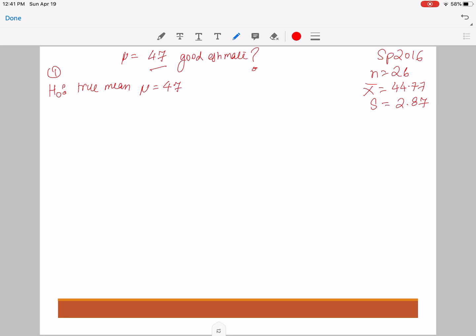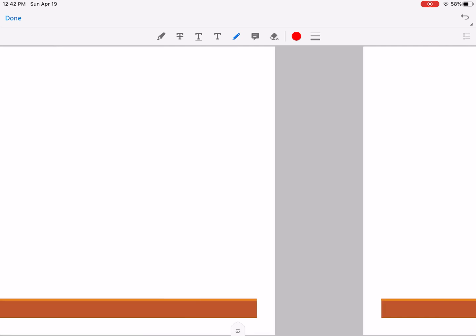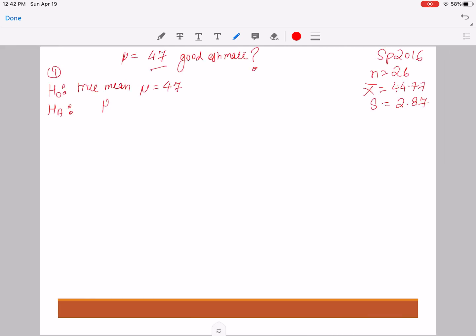That's my null hypothesis. The alternate hypothesis is the opposite of the null hypothesis, or essentially it's different from your null hypothesis. In this case, my alternate hypothesis can be, hey, you know what, that's not true. In fact, the true mean is actually less than 47. That's my alternate hypothesis.